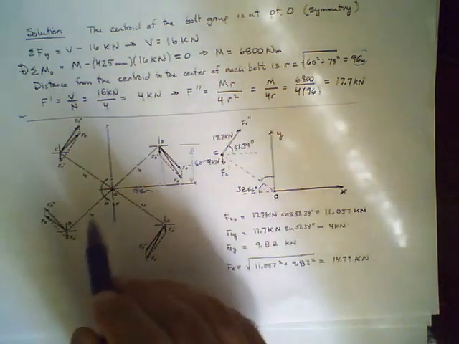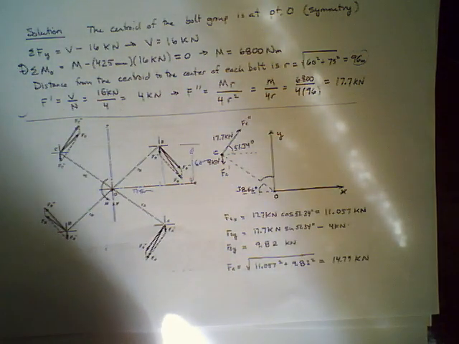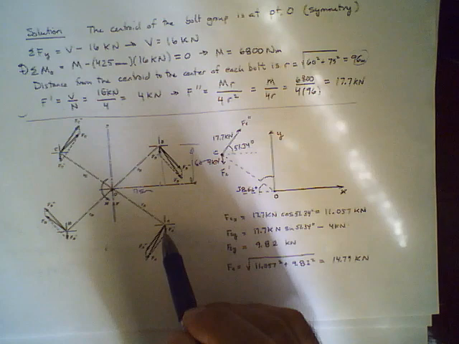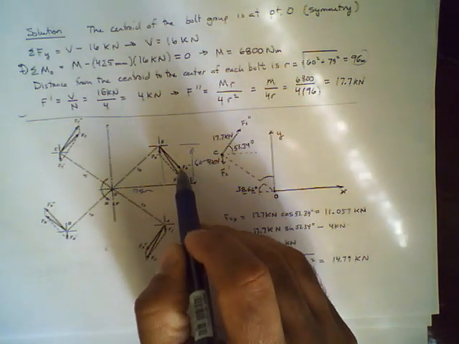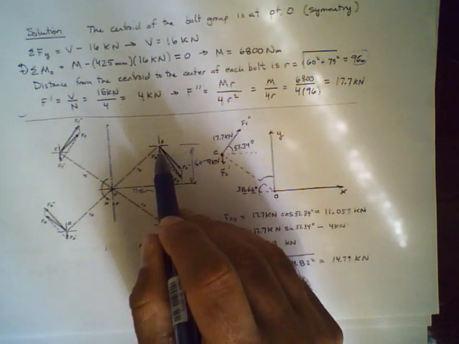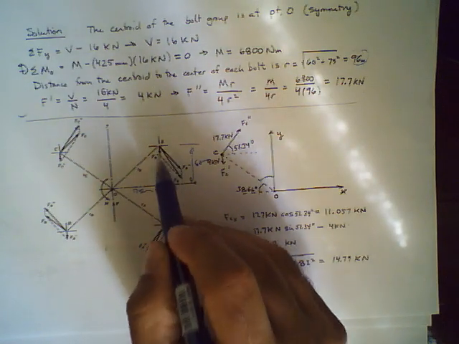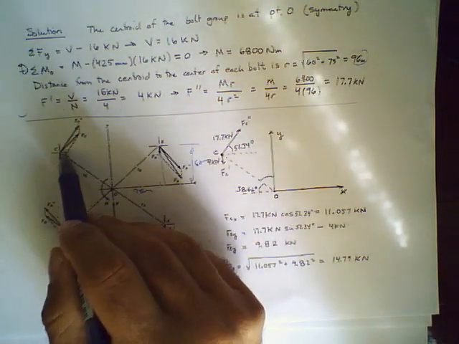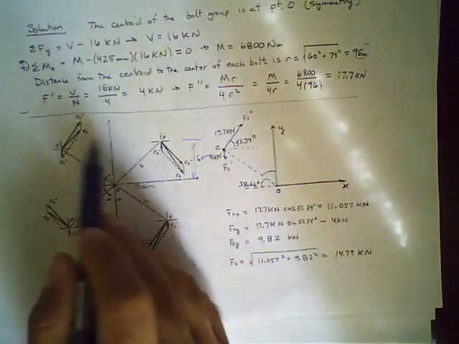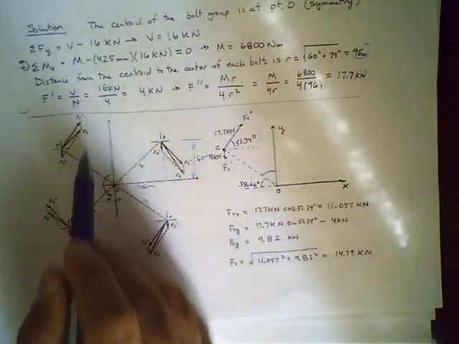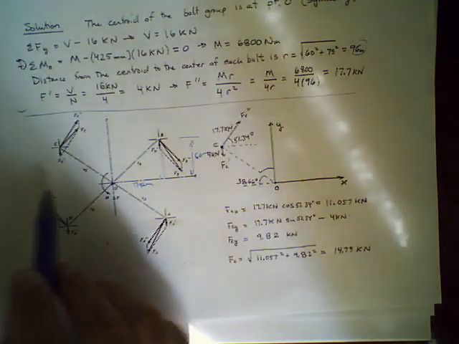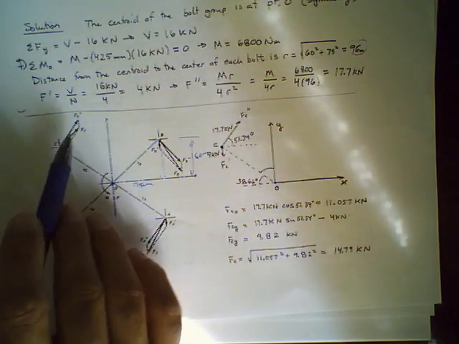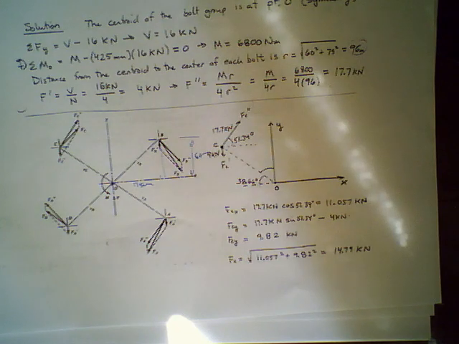All right, so which ones are the critical bolts? A and B basically are the critical ones, right? Why? Because the force due to the moment is relatively in the same direction as the force due to the shear, versus here, where they sort of cancel each other. It is actually possible that when you have a bolt group, one of the bolts will see no load, right? Because the shear will essentially cancel the moment.